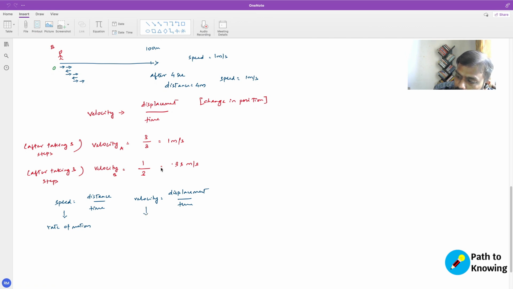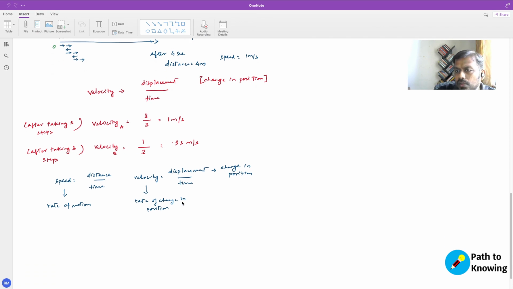Velocity is the rate of change in position, the rate at which the position of the object changes. And the change in position is nothing but your displacement. So your displacement is your change in position.